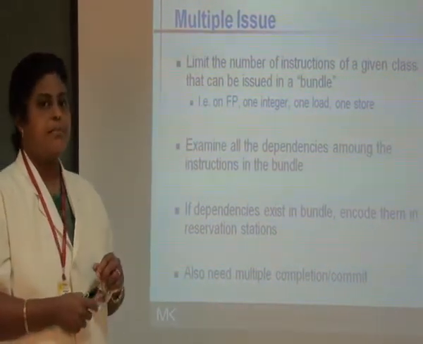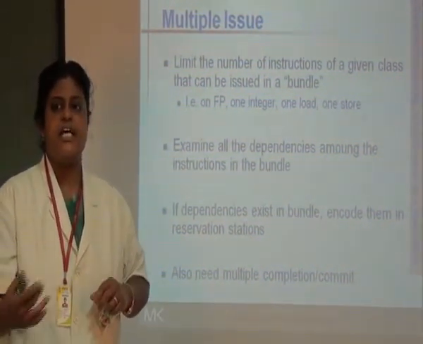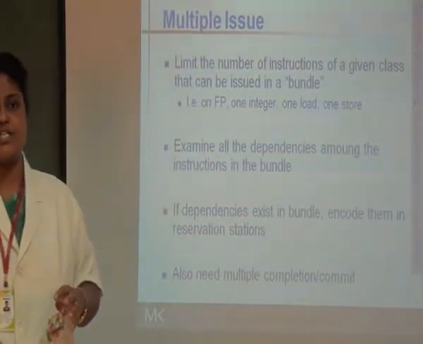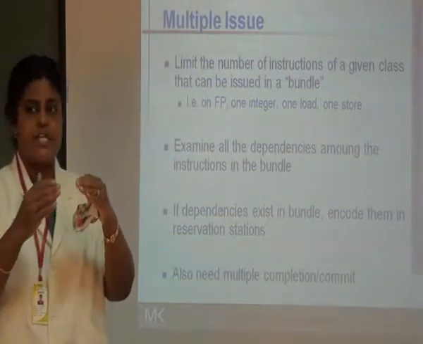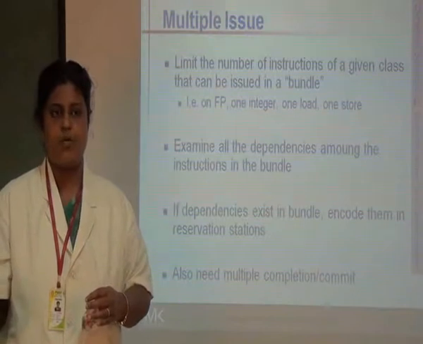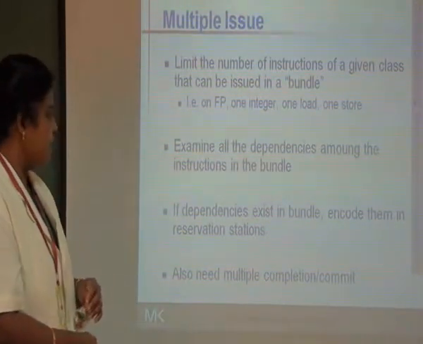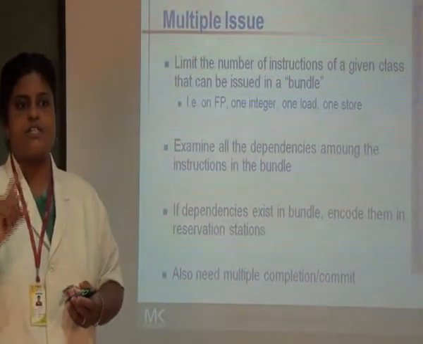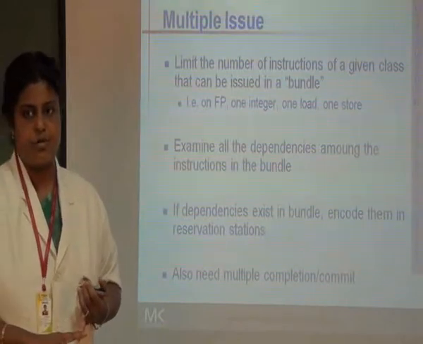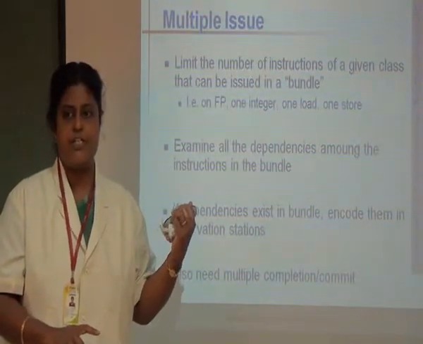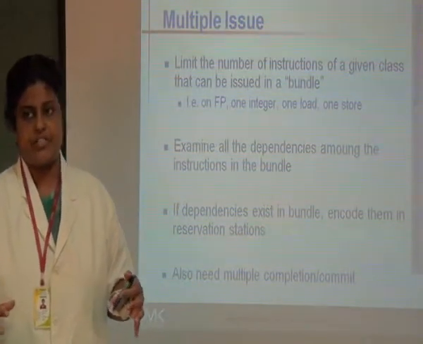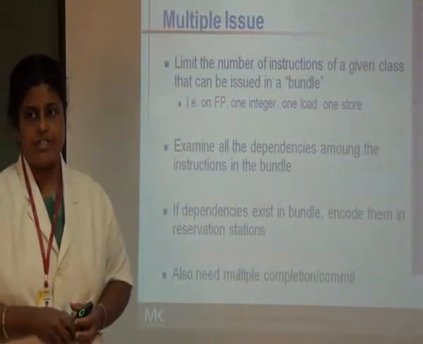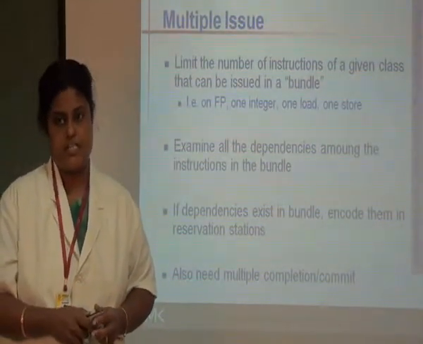If dependencies exist in the bundle, we have to encode them with the help of the reservation stations. We have to separate them in the reservation stations, because from the reservation stations we are sending the floating point and the individual operations separately. We also need multiple completion and commit. Previously, when we were executing one instruction, we had only one instruction committing process. Whereas now, when we go for multiple issue, we are going to package multiple instructions, so we are going to have multiple commit operations.